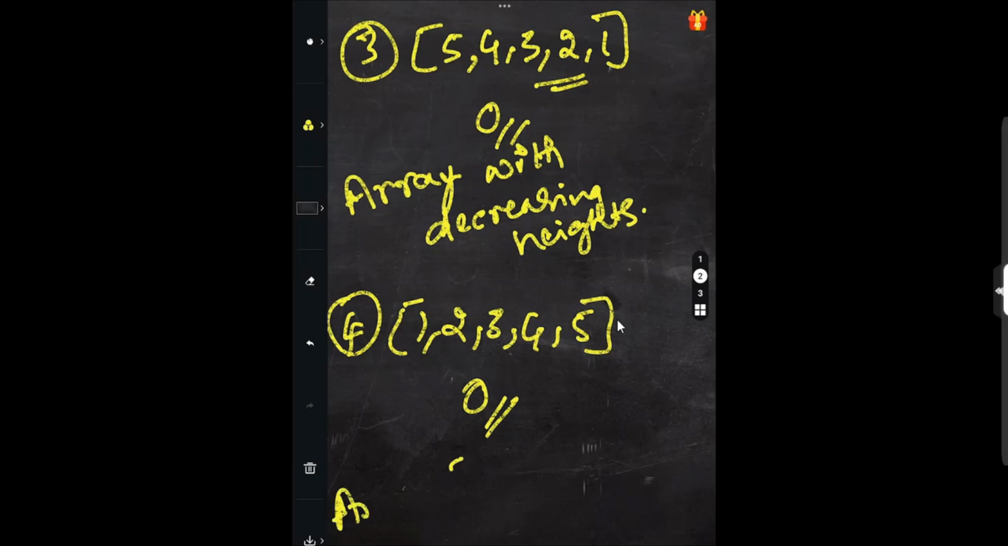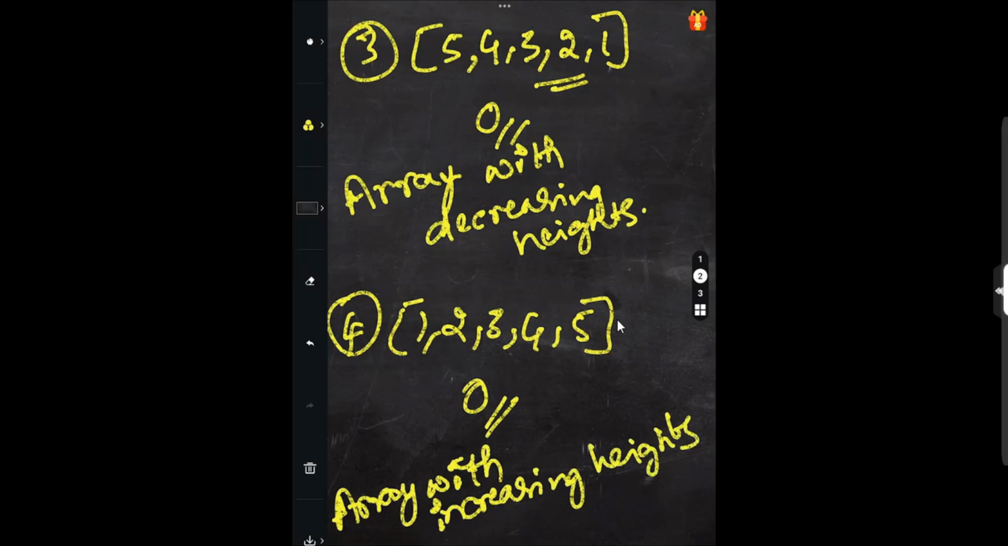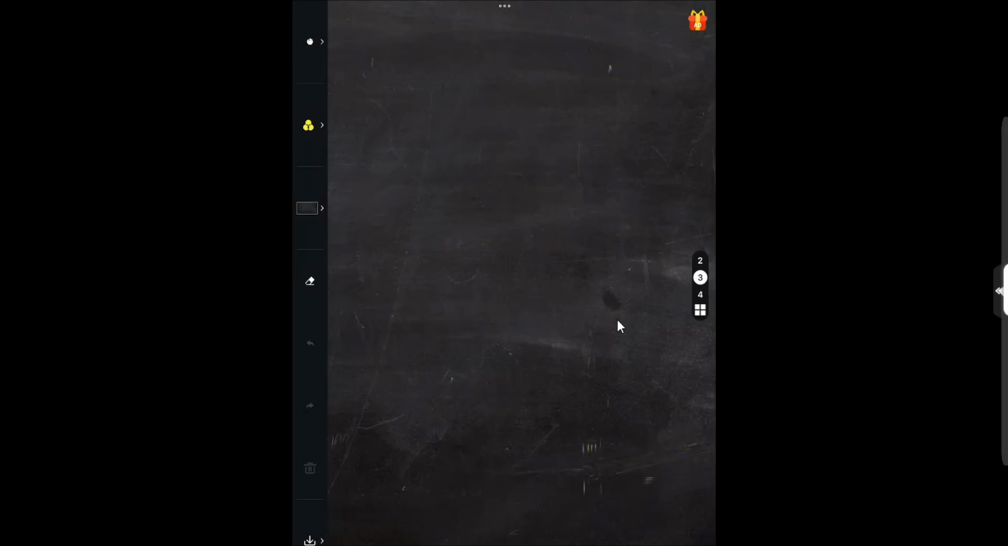So this is one thing, array with increasing heights. This is the fourth edge case. And the final one, let me come here. Final one, we have already discussed in the example. So this is the example. We have already seen the example one, right?